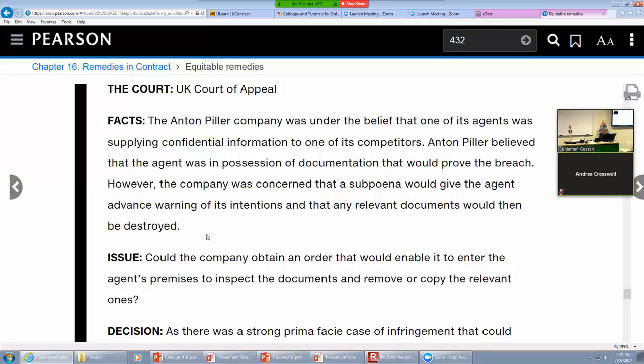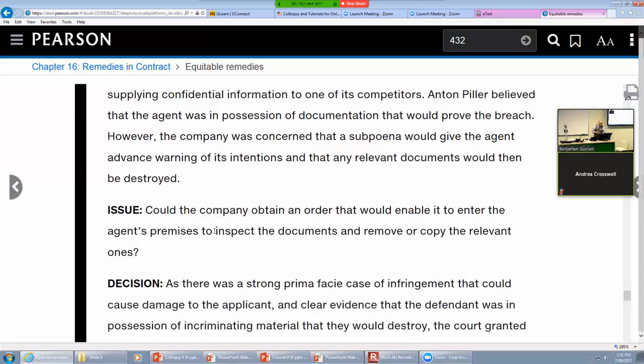So the company was concerned that a subpoena would give the agent advanced warning. Subpoena means that I will go to court and ask you to produce this evidence. So what would you do? You would turn around and destroy it. Because now you know I'm after it. So the idea was about surprise. You want to make sure that you go and search for it without them knowing first. Otherwise it would give them advanced warning of the intention and any relevant documents would then be destroyed.